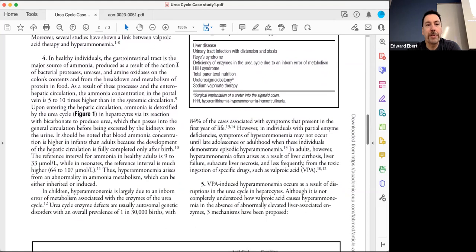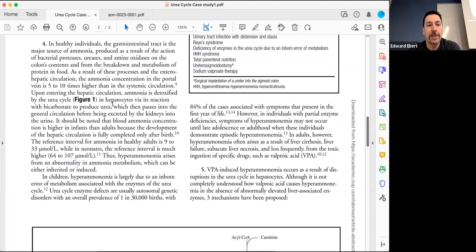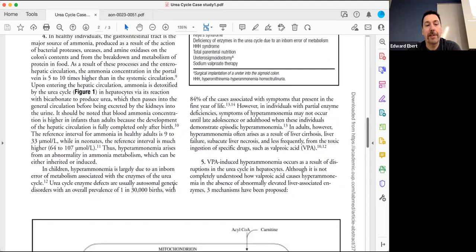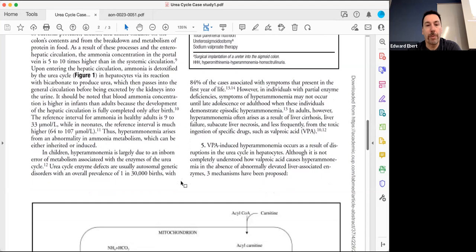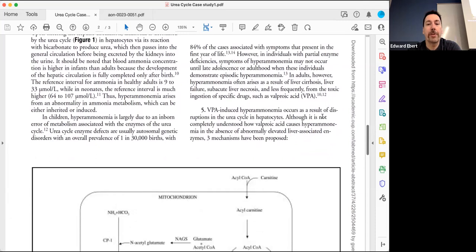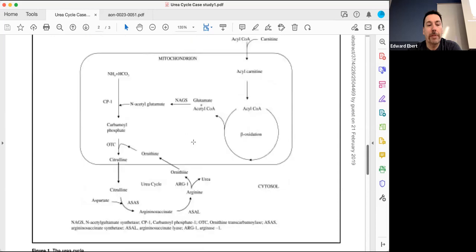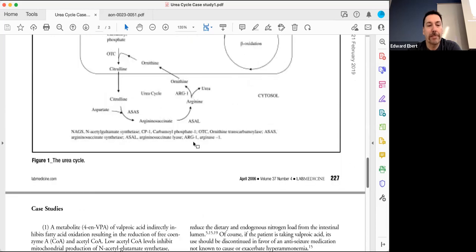For healthy individuals, your GI tract gives you a fair amount of ammonia. There's a bunch of bacteria in there that produce ammonia, and your body tries to get rid of that by sending it to the urea cycle in the hepatocytes. In children, hyperammonemia is usually a metabolic issue, so we might see a urea cycle enzyme defect, and something like 0.03% of people have that. But valproic acid-induced hyperammonemia occurs as a result of disruptions in the urea cycle in the hepatocytes. It's not completely understood how that happens, but we end up seeing the valproic acid causing that.